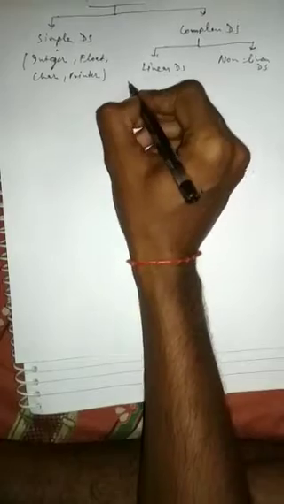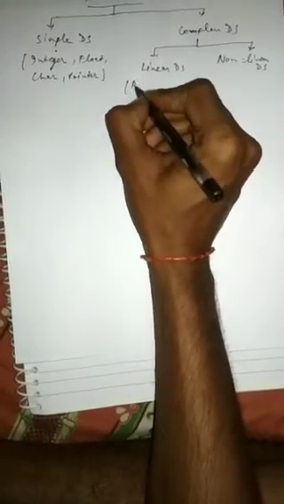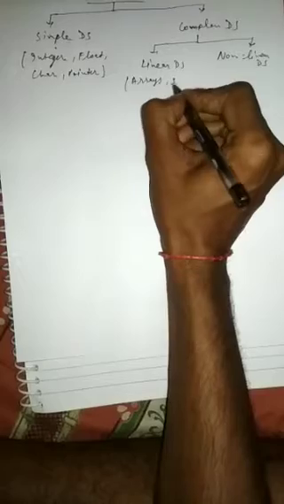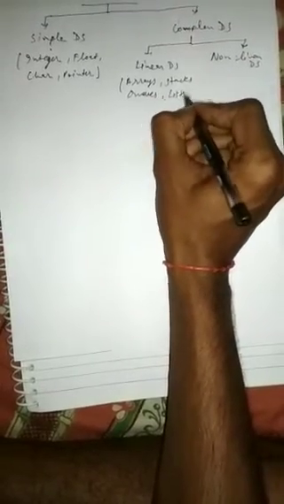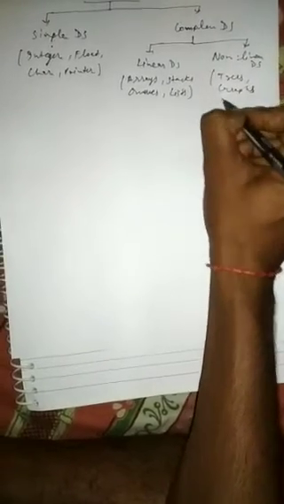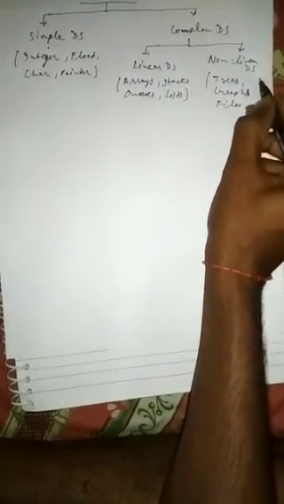In linear we see array, stacks, queue, list, and in non-linear we see tree, graphs, and files. So right now we will look at tree. Before that we saw array, stacks, and queue. So now we are going to start tree.